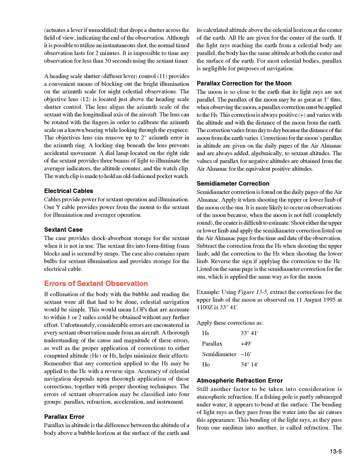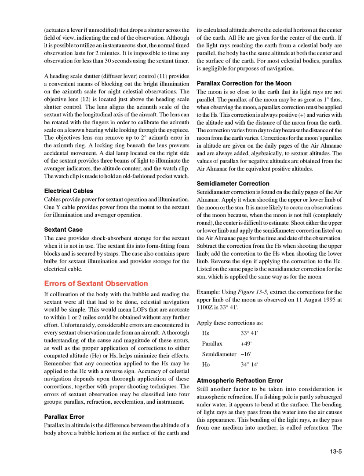A dial lamp located on the right side of the sextant provides 3 beams of light to illuminate the averager indicators, the altitude counter, and the watch clip. The watch clip is made to hold an old-fashioned pocket watch. Electrical cables provide power for sextant operation and illumination.